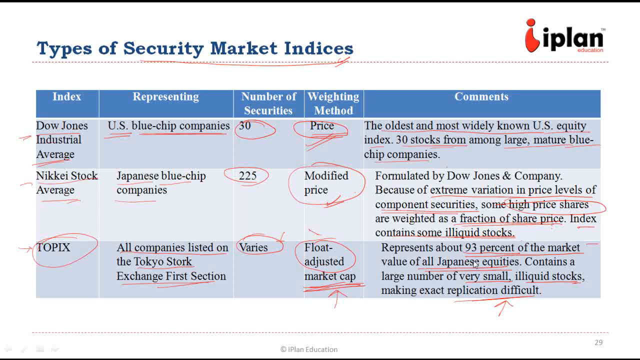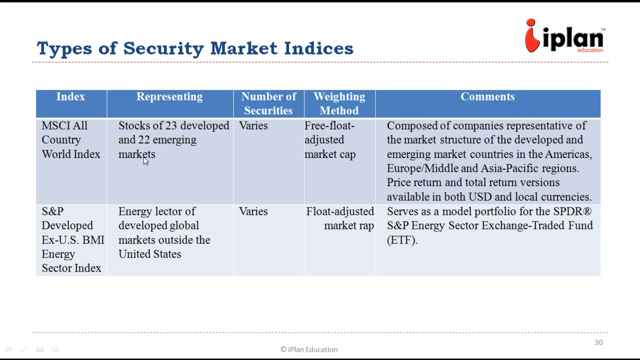Let us look at a few other examples. The MSCI All Country World Index. Since it is the All Country World Index, it includes stocks of 23 developed countries and 22 emerging market countries. So the number of securities varies and the weighting method used is free float adjusted market capitalization. It is composed of companies which are representative of the market structure of developed and emerging markets. So it could be various geographical regions, and price return and total return versions are available in both US dollars and local currencies.